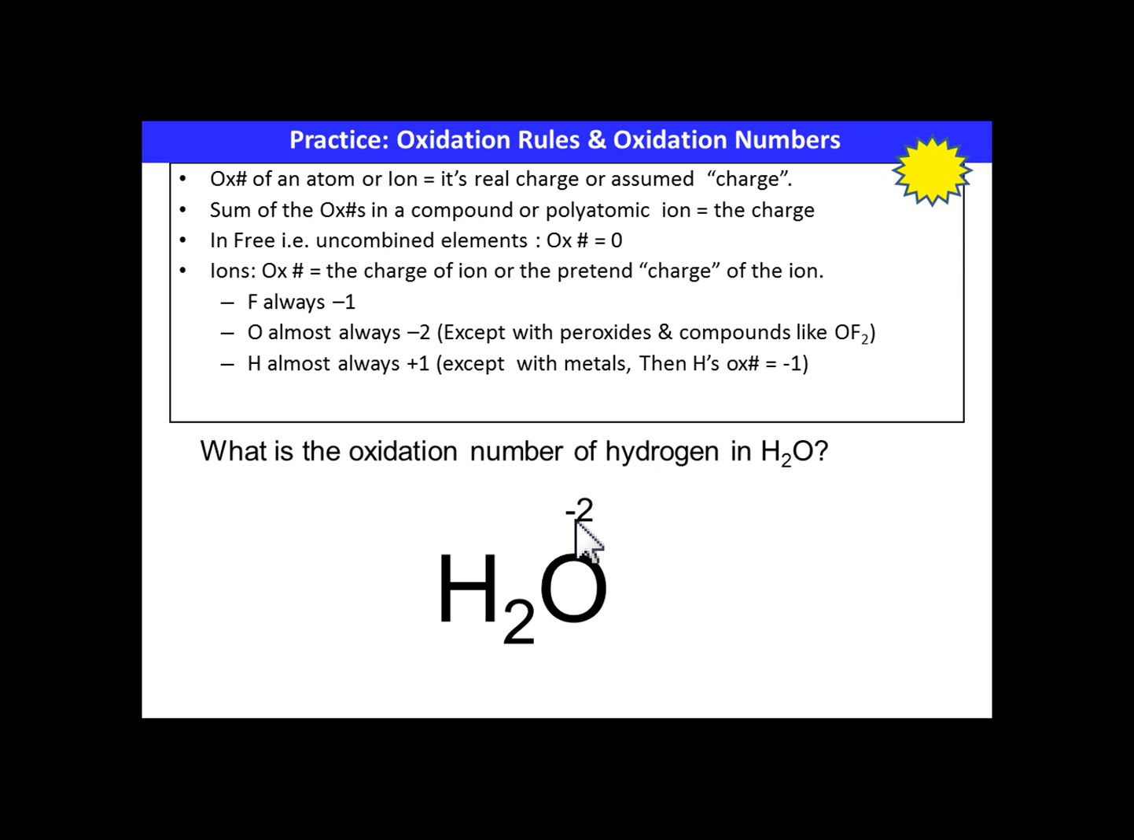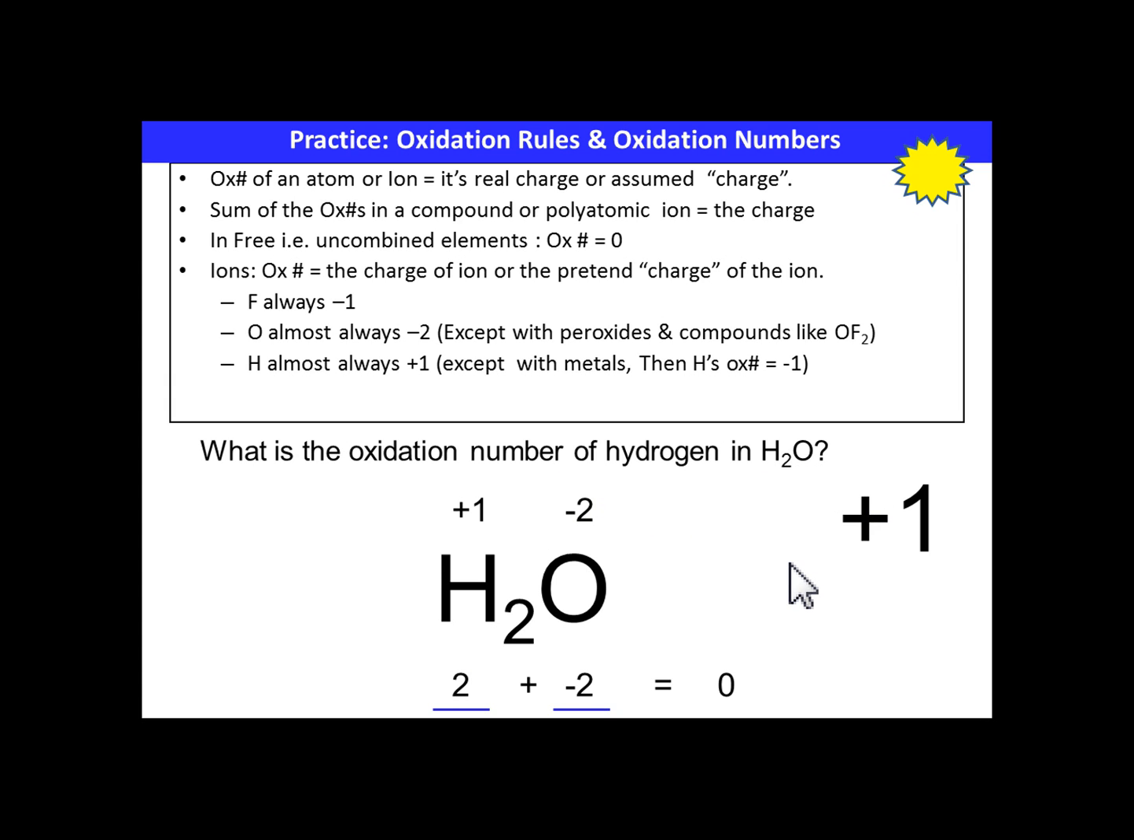Oxygen is -2. Go with what you know. We know oxygen's -2. It's not one of the exceptions for oxygen, so it's going to follow the rule that oxygen is almost always -2. So you can back this up and figure hydrogen out. If this has to equal 0, then both of the hydrogens added together have to be +2. And since there are 2 of them, each one must be +1. So the answer to this question, what is the oxidation number of hydrogen in water?